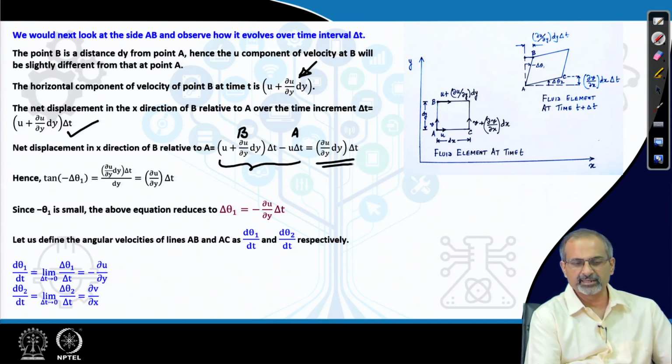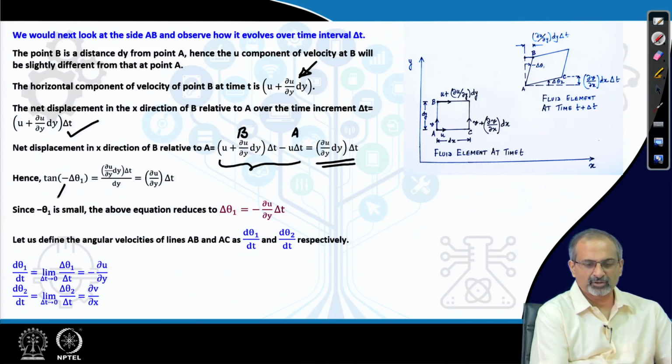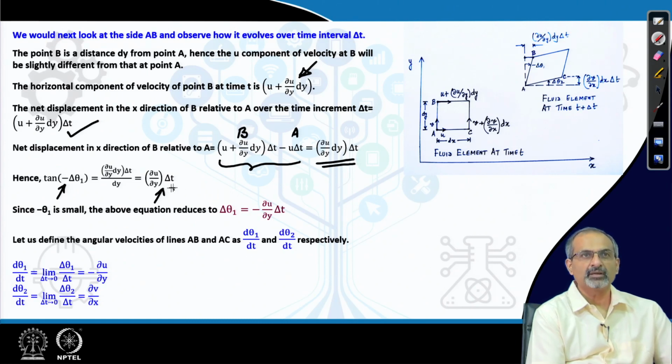So, this is basically the net displacement of the point B with respect to A, and that again defines another angle, that is the delta theta 1, but this time clockwise. So, negative comes out to be this. Again, since that angle is small, we define delta theta 1 like this.